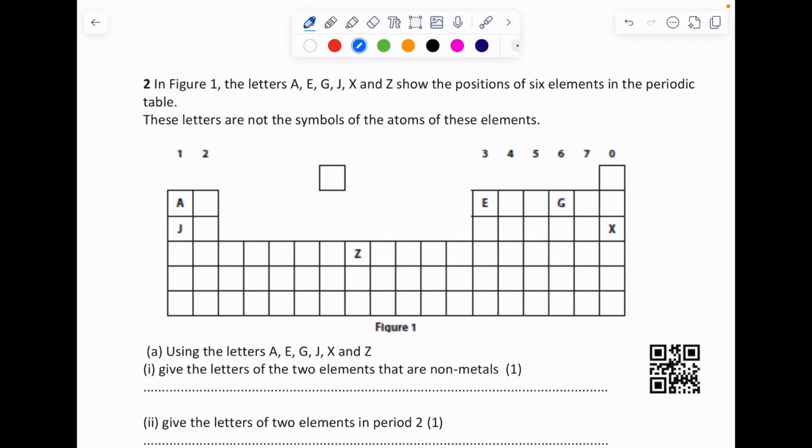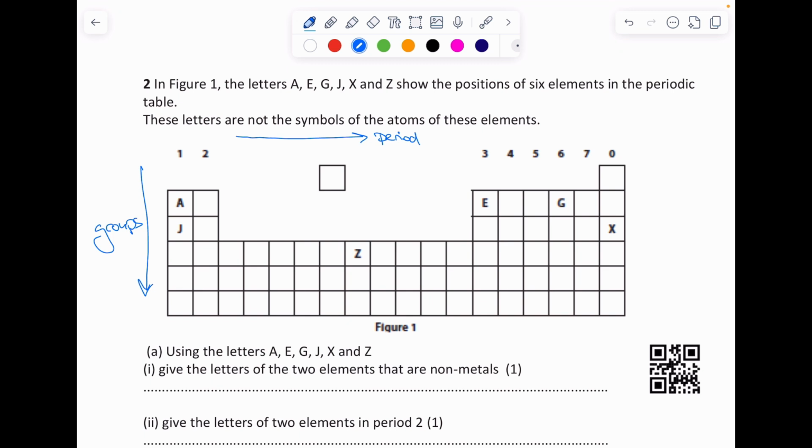So this question is testing our knowledge and understanding of the periodic table. Some things to remember: as you move across the periodic table, we are going across periods, and as you go up and down the periodic table, we refer to those elements as groups, okay? So using the letters, which elements are metals and which are non-metals?